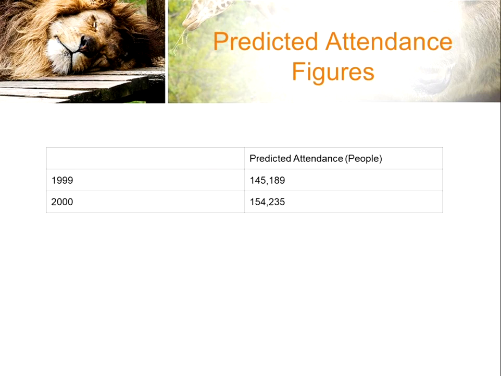Finally, to round off our predicted attendance figures, for 1999 we predict 145,189 people, and in 2000, we predict 154,235. This was computed by using the forecasting trend analysis on Excel QM.